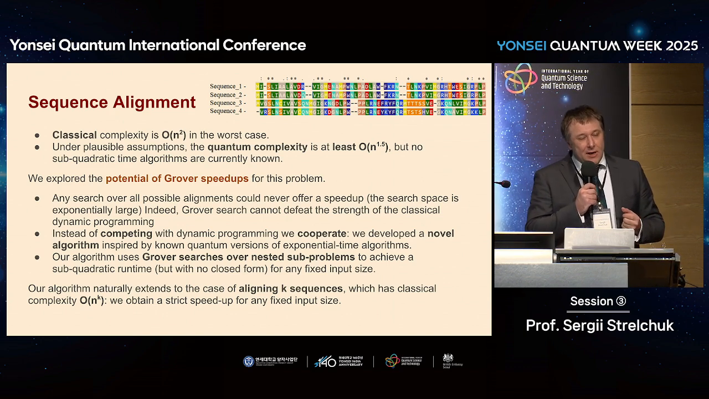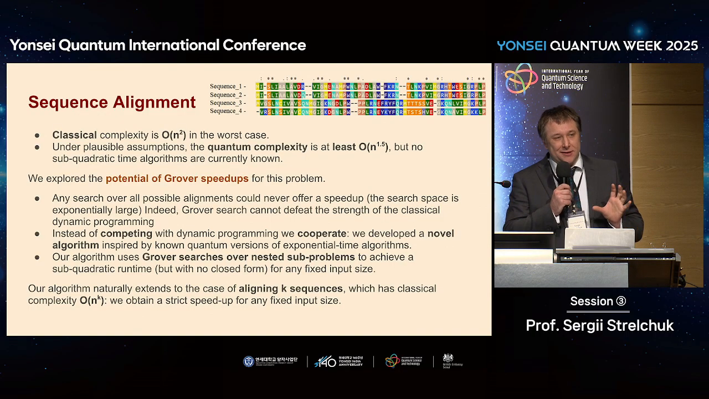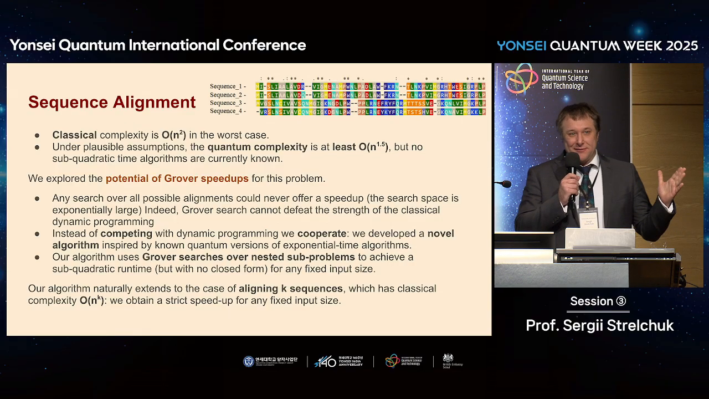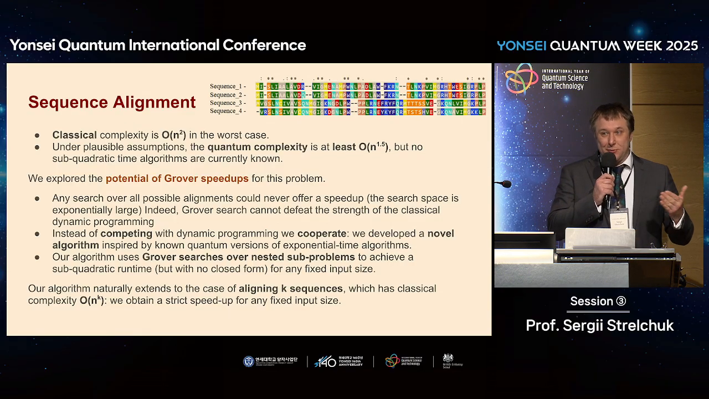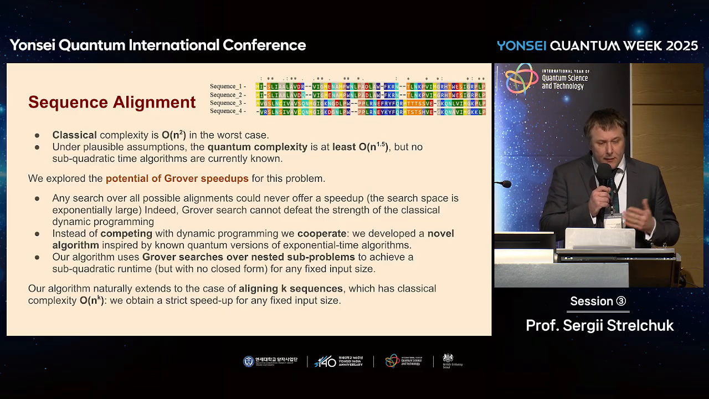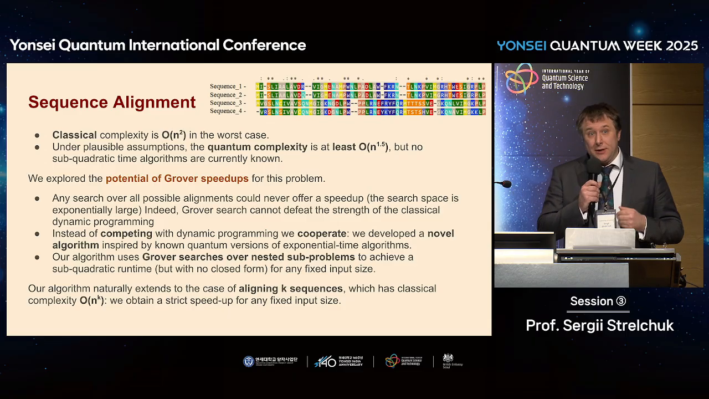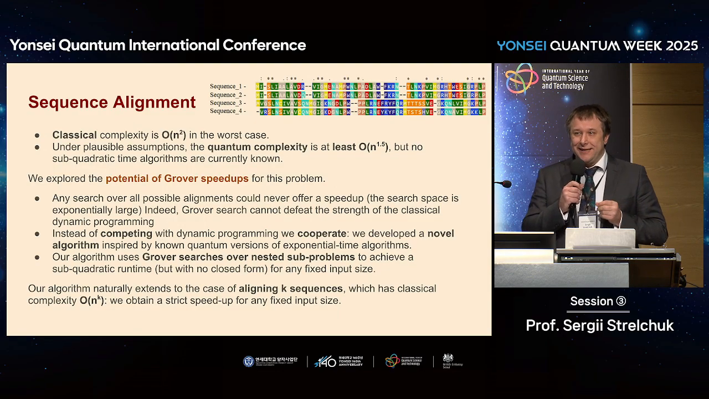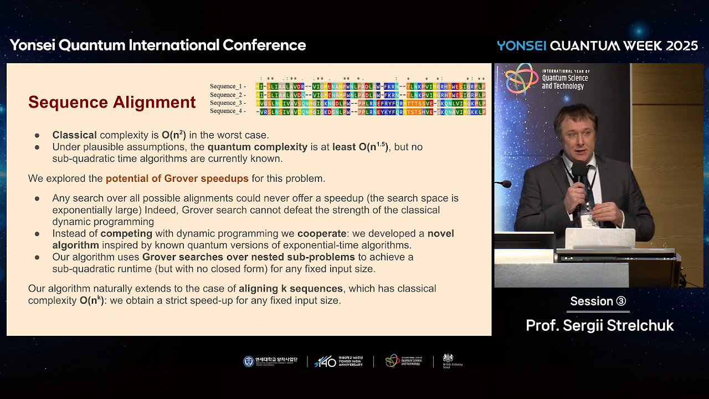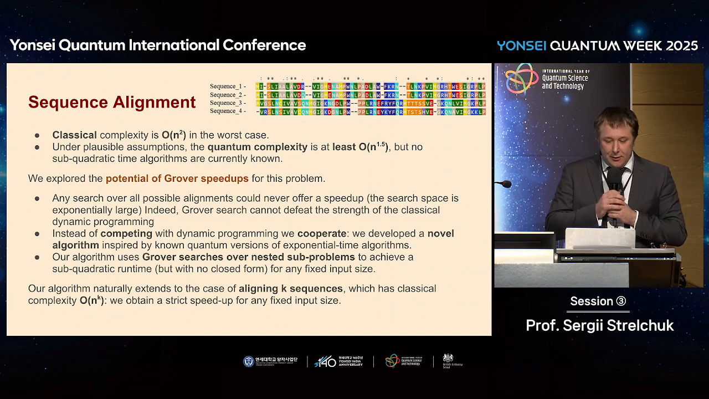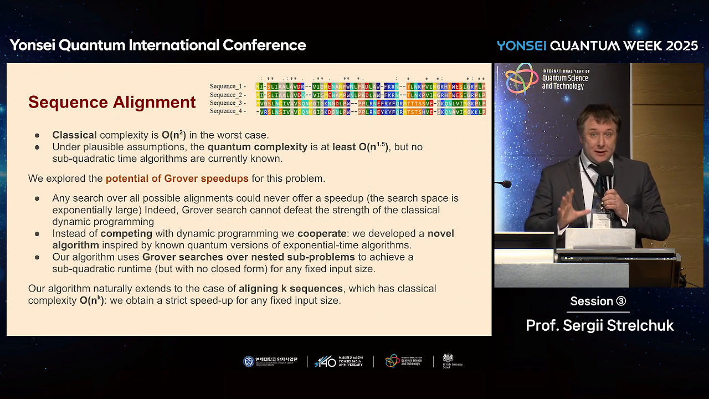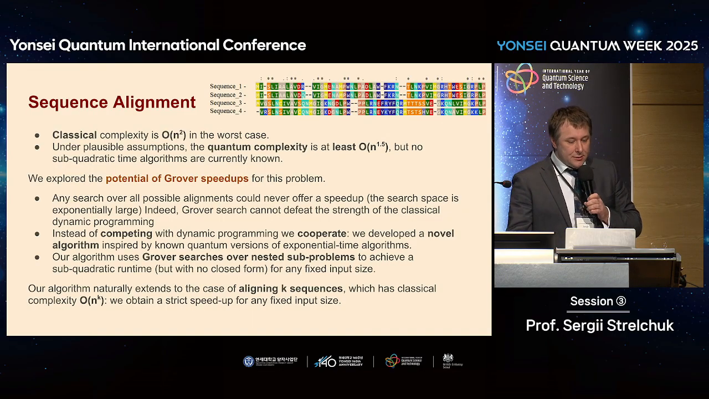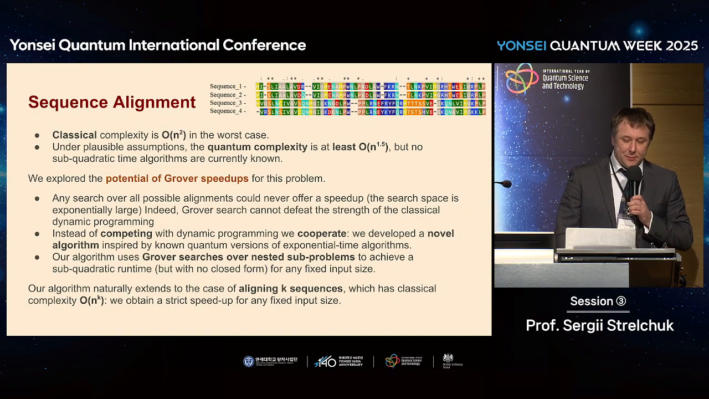However, multiple string alignment, multiple sequence alignment, is a far more complicated problem. For strings of size n, if you have k strings that you want to align, it scales as n to the power of k. And it turns out that by carefully combining classical techniques with some Grover-esque search techniques, you can achieve speedups. And this is something that we will publish very soon. But you can break the well-known classical bound on the multiple sequence alignment case.